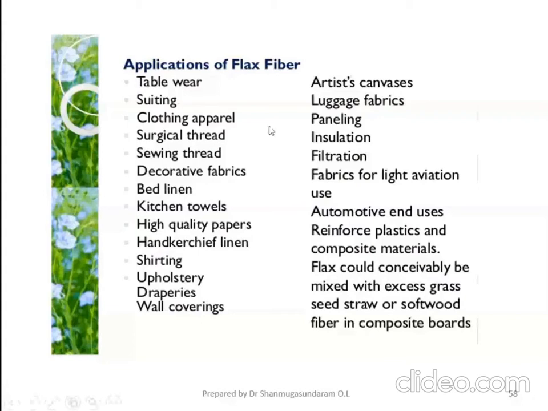Then clothing apparel, then surgical thread. It is used as a sewing thread. Similarly, it is used for the manufacturing of decorating fabrics. Then it is used as bed linen. It is used in kitchen towels. Then you can obtain high quality papers by mixing flax fiber. Then handkerchief linen, shirting materials, upholstery materials, draping materials, then wall covering materials. So these are some of the applications of flax fibers.